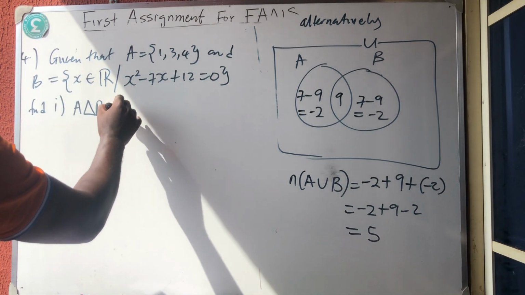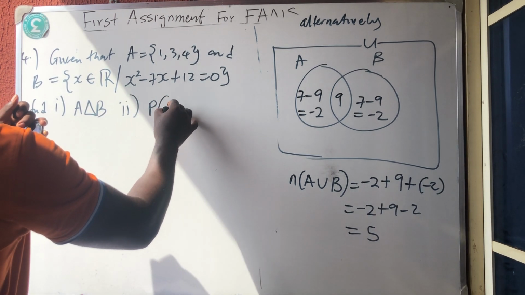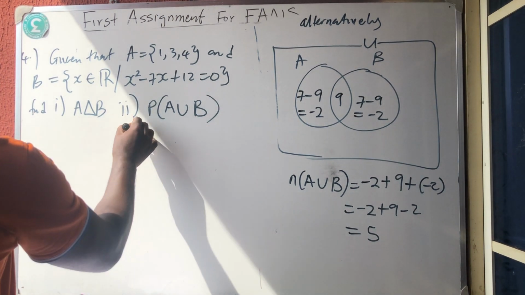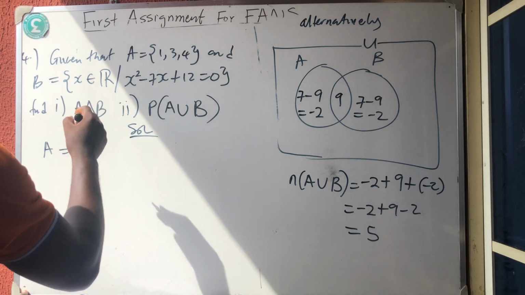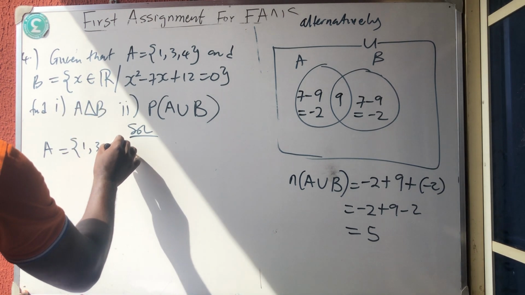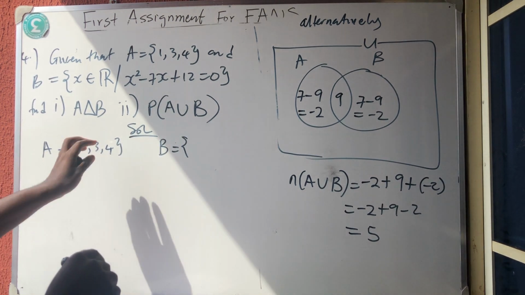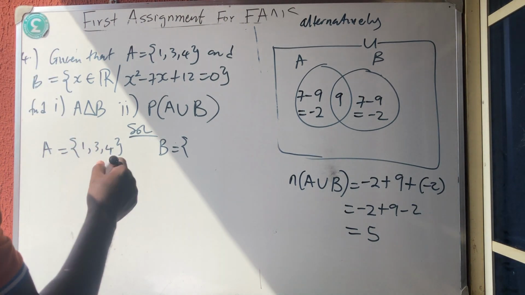A symmetric difference B, and the power set of A union B. Solution: let's get their elements. The element of A is given as 1, 3, and 4, but what is the element of B? You need to solve this equation for you to get the elements of B. So let me get that.